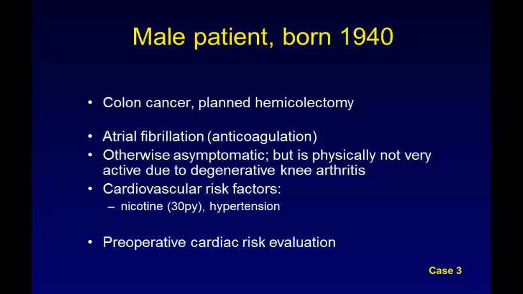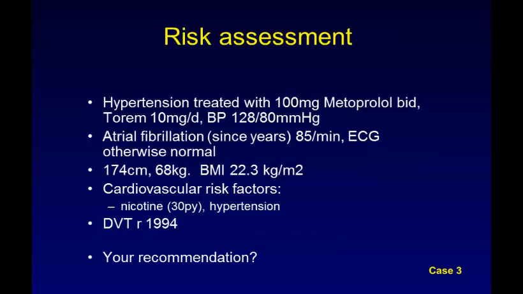This was an impressive patient here, a male patient born in 1940. He came for colon cancer surgery, planned hemicolectomy, atrial fibrillation, otherwise asymptomatic, but physically not very active due to degenerative knee arthritis. His risk factors were nicotine, 30 pack years, not terribly much, but quite a lot, hypertension. He comes for preoperative risk evaluation. When I looked a bit closer at the chart, I saw that his blood pressure was well treated. He was not obese. And the question here is, what is your recommendation in such a patient?